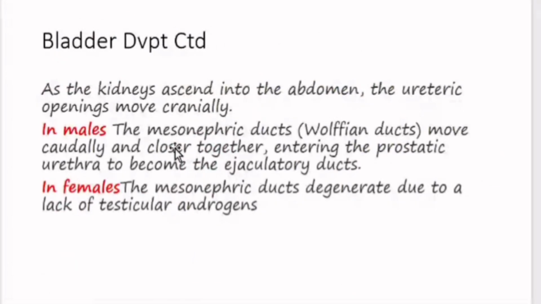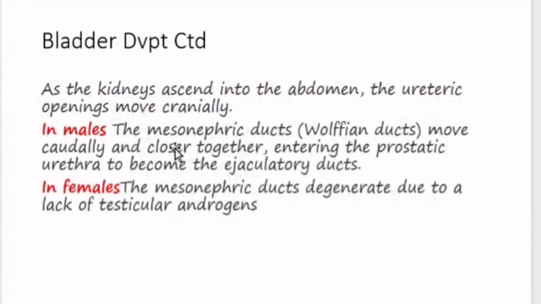What you just need to know right now is that your urogenital system is linked. Remember, we're just talking about the mesonephric ducts, or the Wolffian ducts. Remember when you said that the ureters move cranially, so the mesonephric duct will move caudally. But in females, due to lack of testicular androgens, you are going to find it degenerating. So this is just trying to explain how we form the trigone of the bladder.